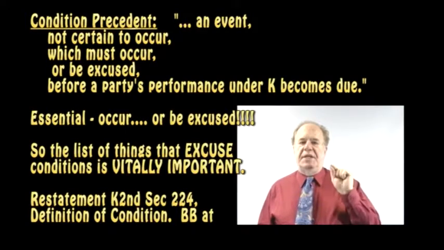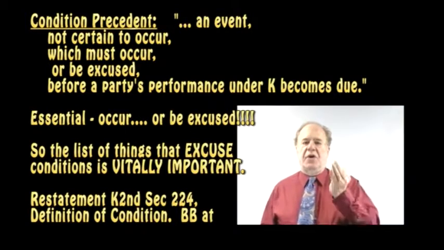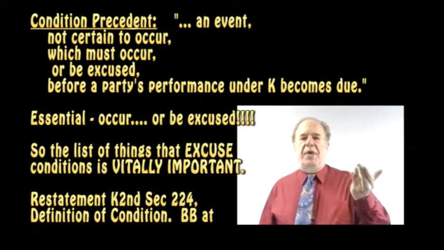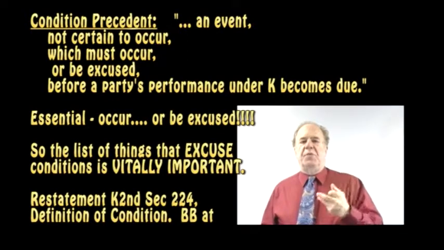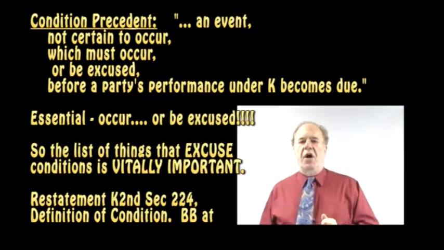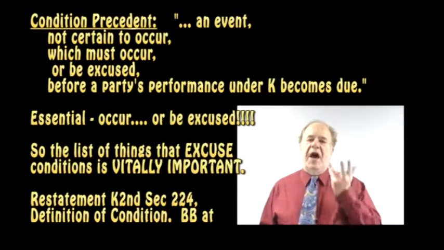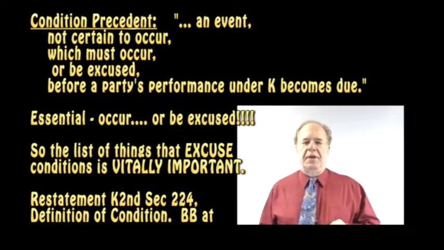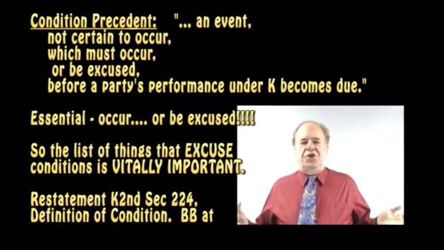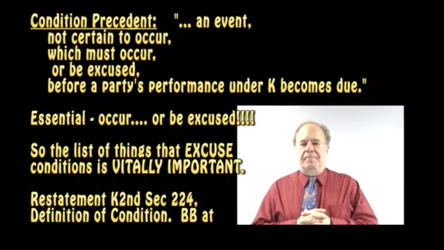A condition precedent is an event that must either occur or be excused before the other party has to perform. So the Phillies winning the World Series is an express condition precedent to my duty to buy your car. Either the Phillies win the World Series, in which case now my duty has matured, or the Phillies lose the World Series, in which case that condition is never going to happen.